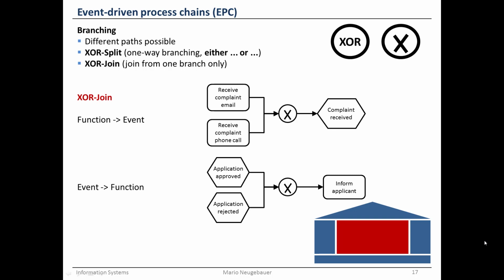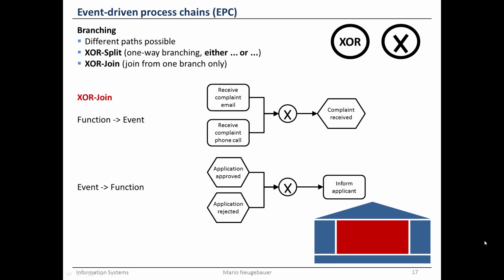And again, like in the OR join case, you don't have to think about what is allowed, what is not allowed. You just can finish with a function before the XOR or with an event before the XOR join. So in the first case, you again receive either a complaint via email or a complaint via phone call. And this is here an exclusive OR such that you can choose only one of these branches, and then you will continue with the aggregated event complaint received.